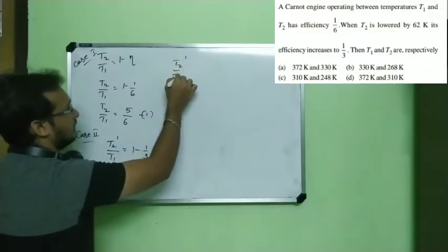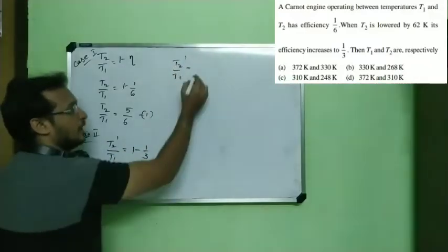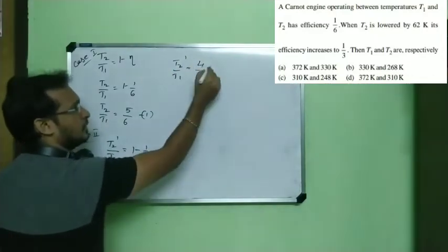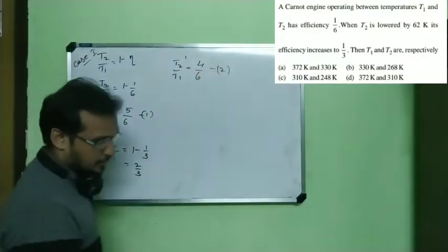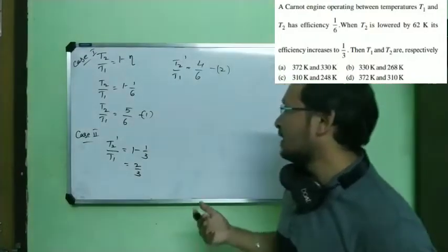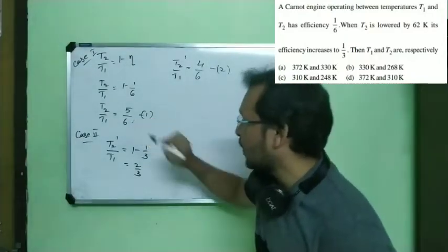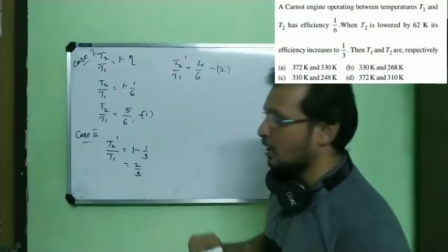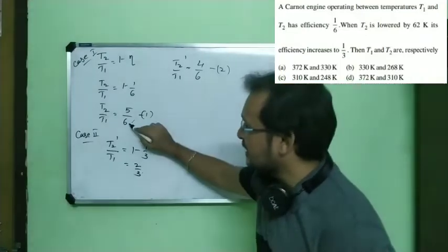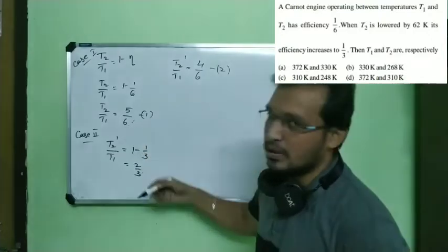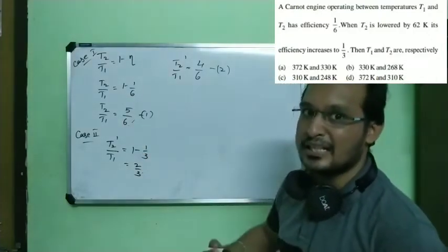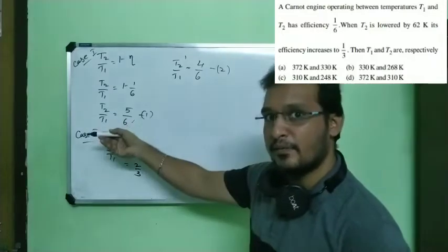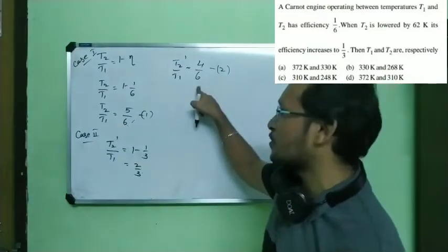2 by 3 can be written as 4 by 6, no? Why did I write it like this? In equation 1, the denominator is 6. In equation 2, if I took 3, T1 would look different in both cases, but we know that T1 remains the same. So I am making the denominator the same so that T1 will be the same. Here also 6, here also 6.